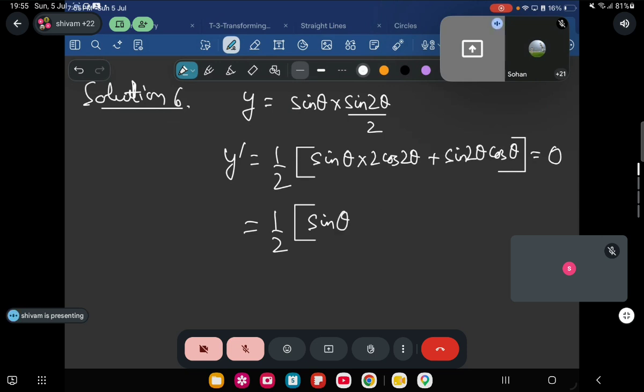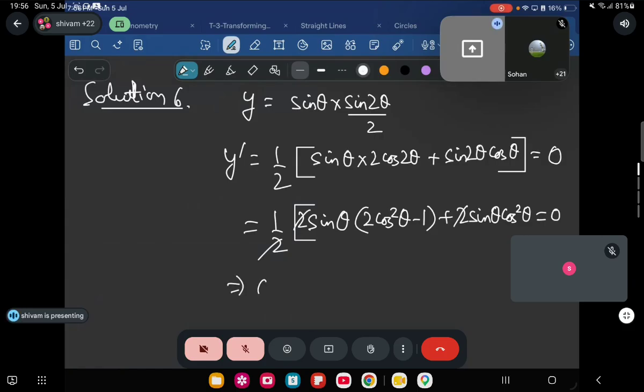Sin theta into, we could use UV, the product rule. Sin theta is the first, into 2 cos square theta minus 1, plus 2 sin theta into cos square theta. These 2 and this 2 will get cancelled. This is equal to 0.